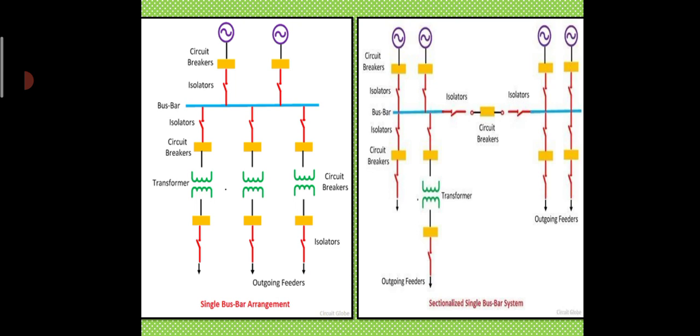First, single bus bar system. The single bus bar arrangement has the simplest design and is generally used in small outdoor substations at primary distribution level, having relatively few incoming and outgoing lines and feeders. It consists of a single bus bar and all the incoming and outgoing lines are connected to the same bus bar. Incoming lines are connected to the bus bar through isolator and circuit breaker. Outgoing lines are connected to the bus bar through isolators, circuit breaker and step down transformer.